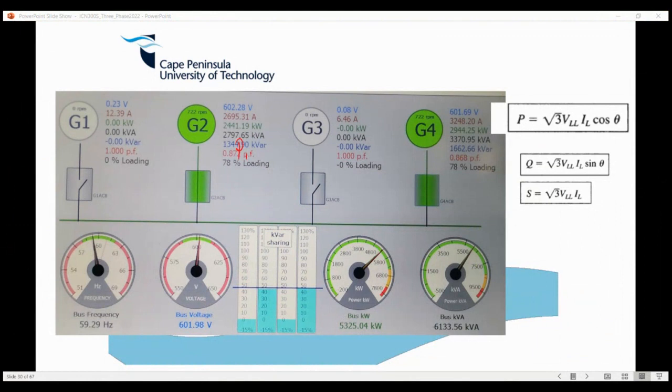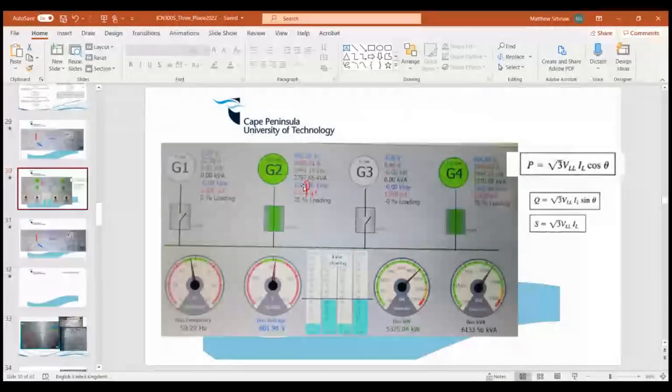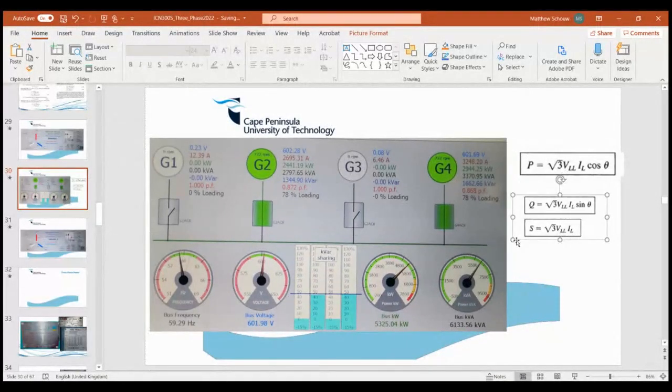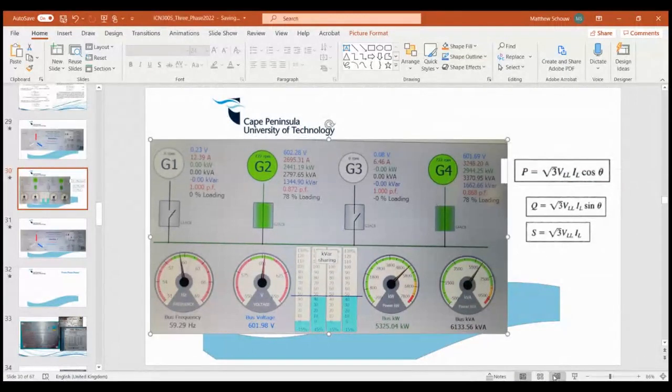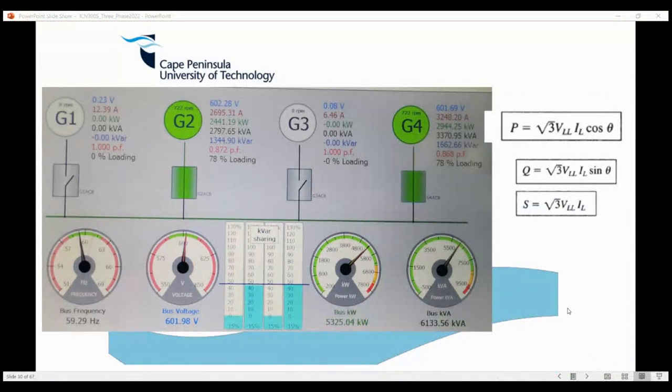Can you calculate for generators 2 and 4 the individual power? Like I said, cos theta is basically the power factor there, the 0.872. Is it all clear? Give me a thumbs up. Any questions before we move on? Just a quick fun calculation. Are you following? Take the line voltage, the line current, times 0.872, and let's see if we get that power there. Try it for Q, try it for S, please.